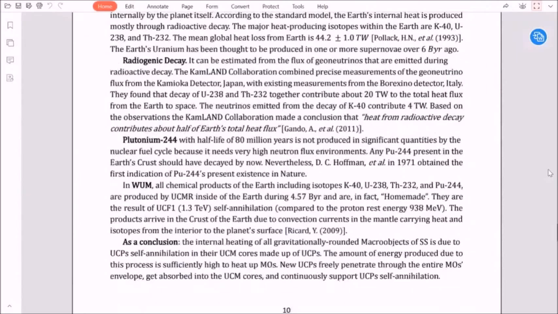Radiogenic decay can be estimated from the flux of geoneutrinos that are emitted during radioactive decay. The KamLAND collaboration combined precise measurements of the geoneutrino flux from the Kamioka detector, Japan, with existing measurements from the Borexino detector, Italy. They found that decay of uranium-238 and thorium-232 together contribute about 20 terawatts to the total heat flux from the Earth to space. The neutrinos emitted from the decay of potassium-40 contribute 4 terawatts. Based on the observations, the KamLAND collaboration made a conclusion that heat from radioactive decay contributes about half of Earth's total heat flux.